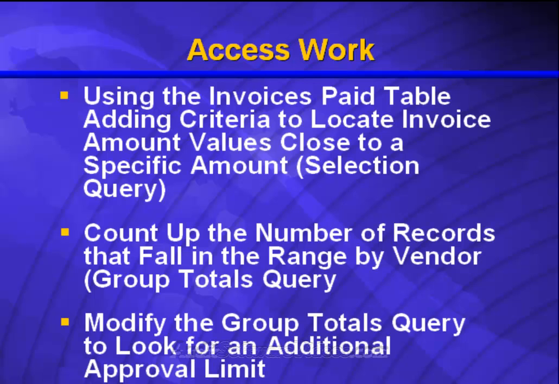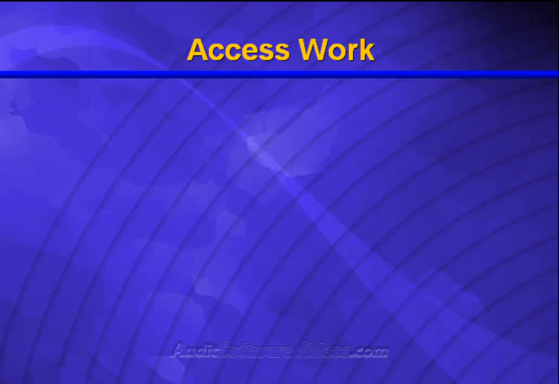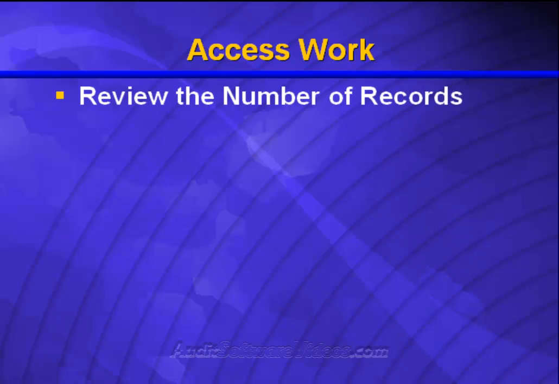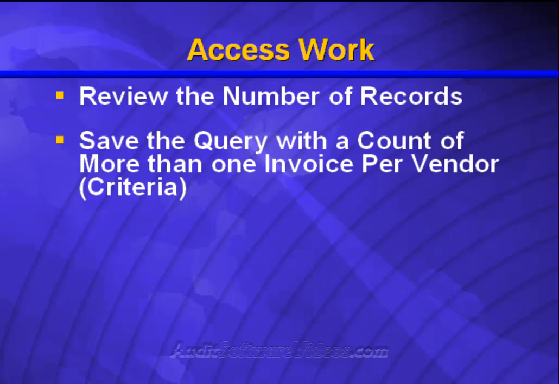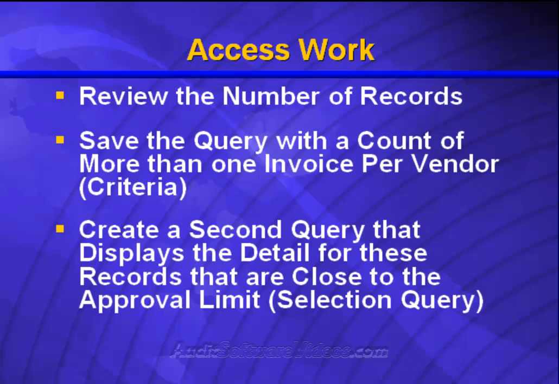We will modify the group totals query to look for an additional approval limit. And we will review the number of records and then save the query with a count of more than one invoice per vendor. We will then use the saved query to create a second query that displays the detail for these records that are close to the approval limit.